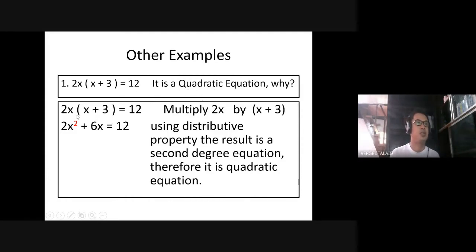Why? Because if you are going to distribute 2x to x plus 3, that becomes 2x squared plus 6x is equal to 12. So 2x times x is 2x squared. 2x times 3 is equal to 6x is equal to 12. So the resulting equation is a second degree equation wherein the highest exponent of the variable is 2.